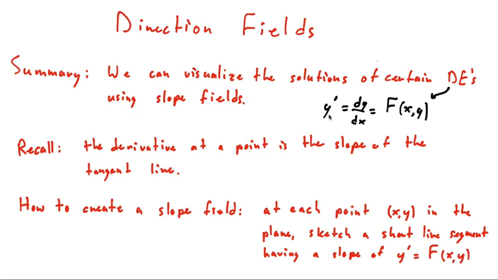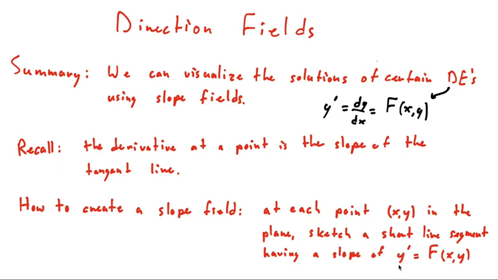So these are first-order differential equations where the first derivative of y with respect to x is expressed in terms of x and y. Now, before we talk about how to generate a direction field, we need to review an important concept about derivatives. Remember that the derivative at a point is the slope of the tangent line at that point. Now, to create a slope field, we consider a bunch of sample points in the xy plane, and at each point, we will sketch a short line segment with a given slope.